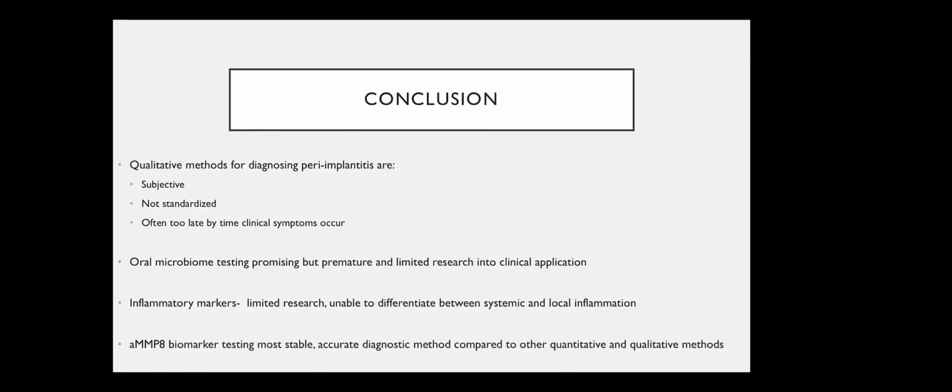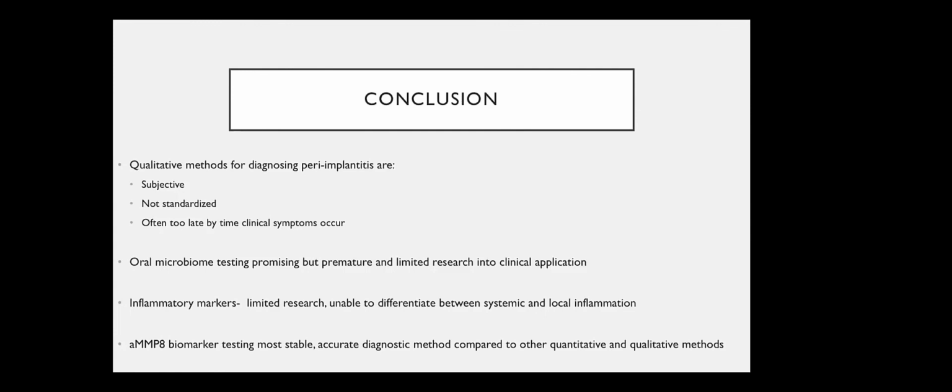So in conclusion, there are qualitative methods for diagnosing peri-implantitis. They're subjective. They're not standardized. There's not one criteria that every country and every clinician can follow, and that's a major problem. And often we are diagnosing problems far too late, when clinical symptoms have already occurred. Oral microbiome testing is very promising, but it's very premature, and there's not very much research into the clinical application. Same with inflammatory markers. It's limited research, and unable to differentiate between systemic and local inflammation.